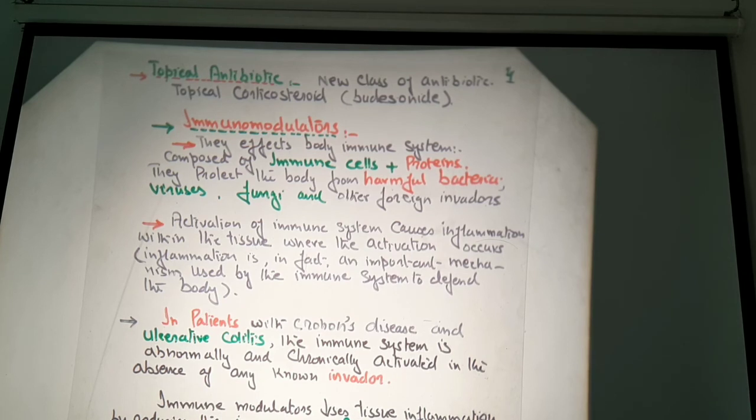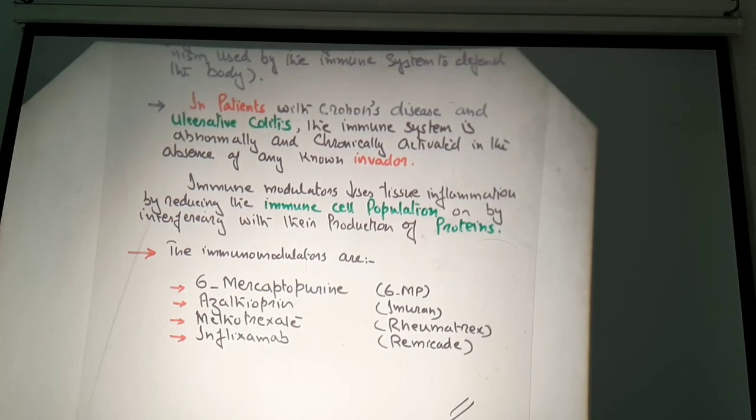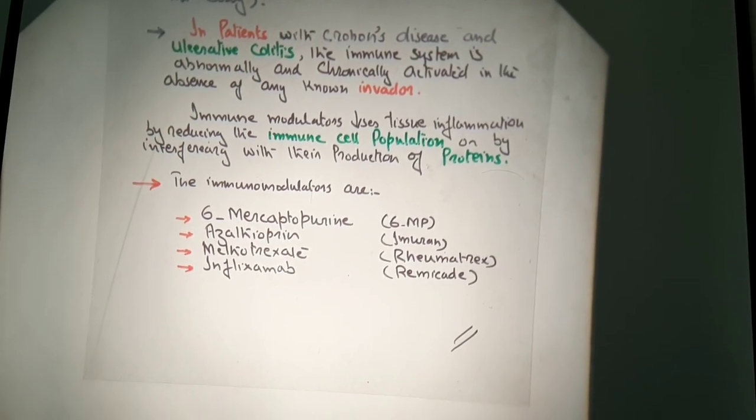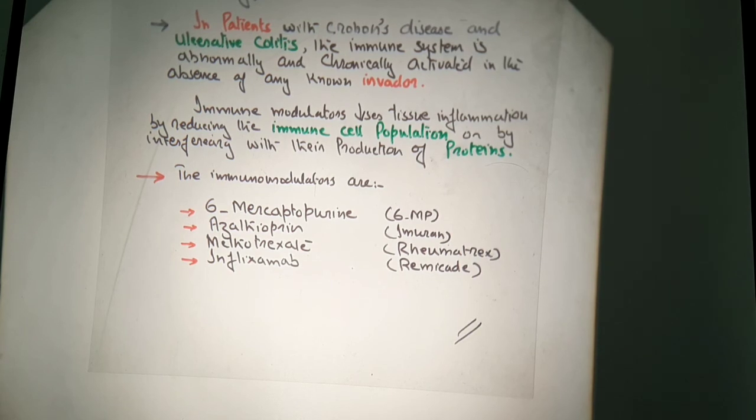The immunomodulators are 6-mercaptopurine, azathioprine, methotrexate, and infliximab. So these are the drugs which are used for the suppression of the immune system, and they are known as immunomodulators.